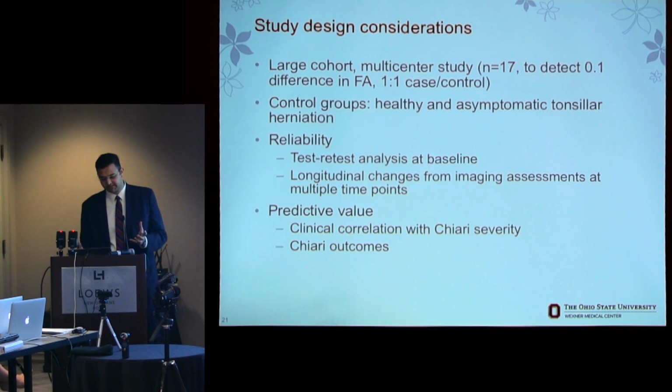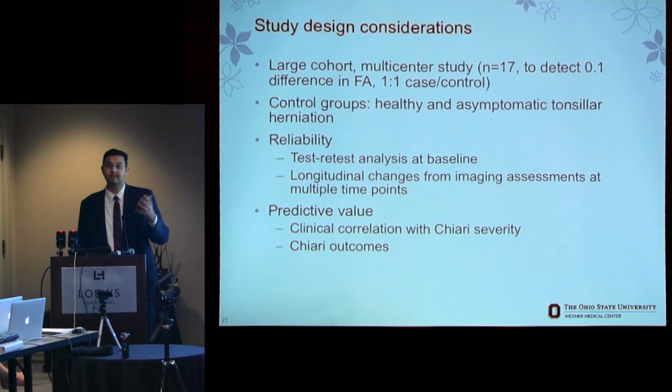So if you think about the study design for this, it will likely be a large cohort study. It will be a multi-center study to detect a 0.1 difference in FA. With the standard deviations that we had, we will at least need 17 patients, case versus control comparison, in a 1:1 case control design. The controls should include healthy controls, but also maybe patients who have asymptomatic tonsillar herniation.